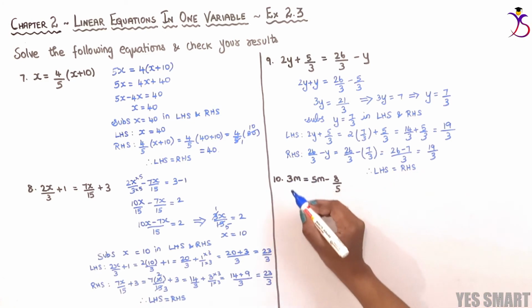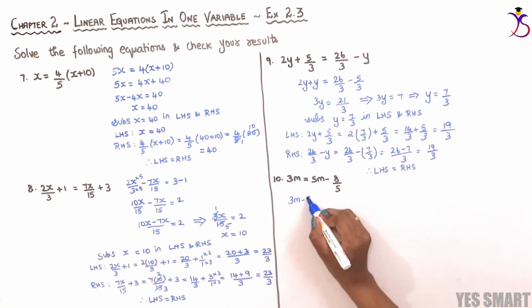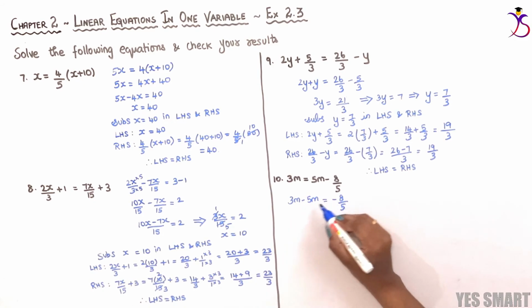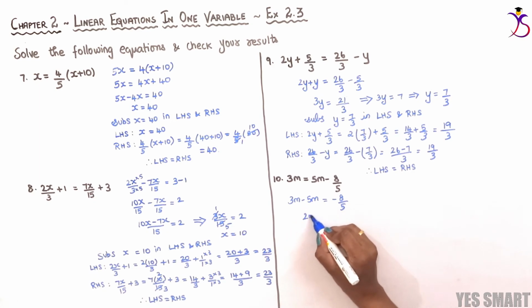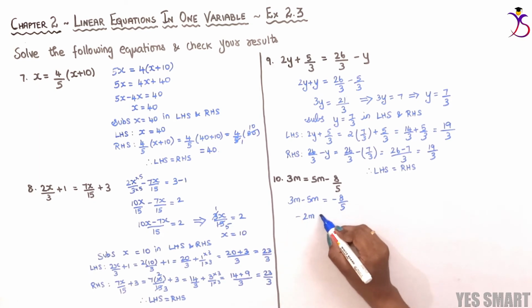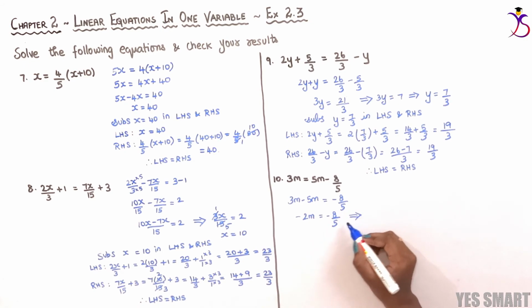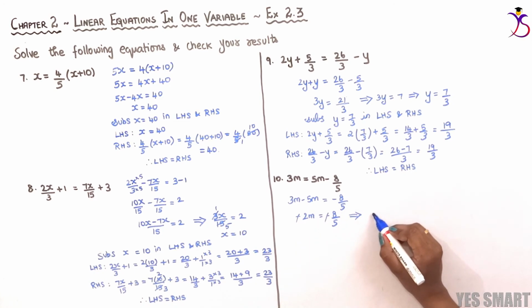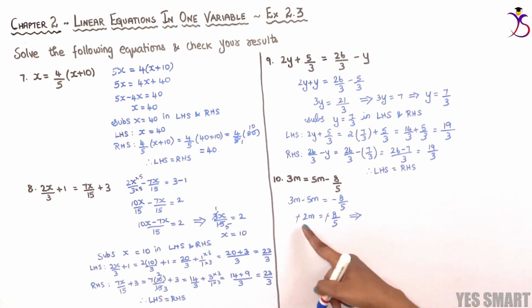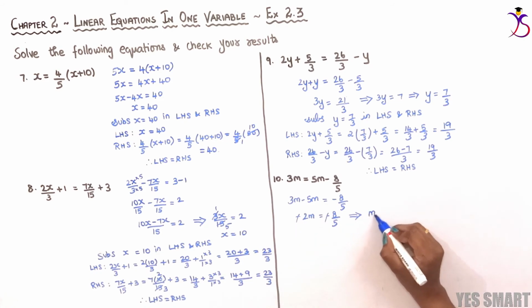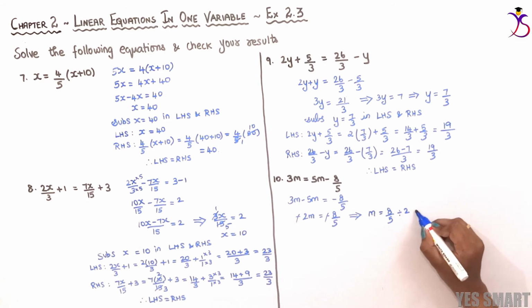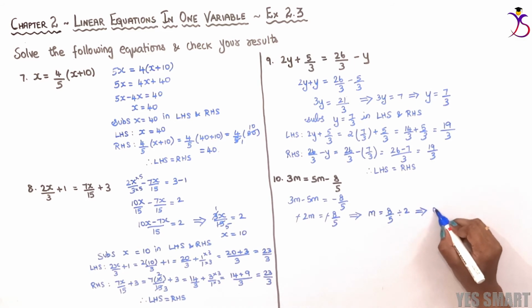10th sum. Let's transpose. So 3m minus 5m equals minus 8 by 5. 3m minus 5m: plus into minus is minus. So when you subtract, we get 2m. The greater number is 5, the sign is minus. So minus 2m equals minus 8 by 5. Minus and minus get cancelled. This 2, when it is transposed, goes as a division. Therefore, m equals 8 by 5 divided by 2. If nothing is there in the denominator, it means 1. This implies m equals 8 by 5.